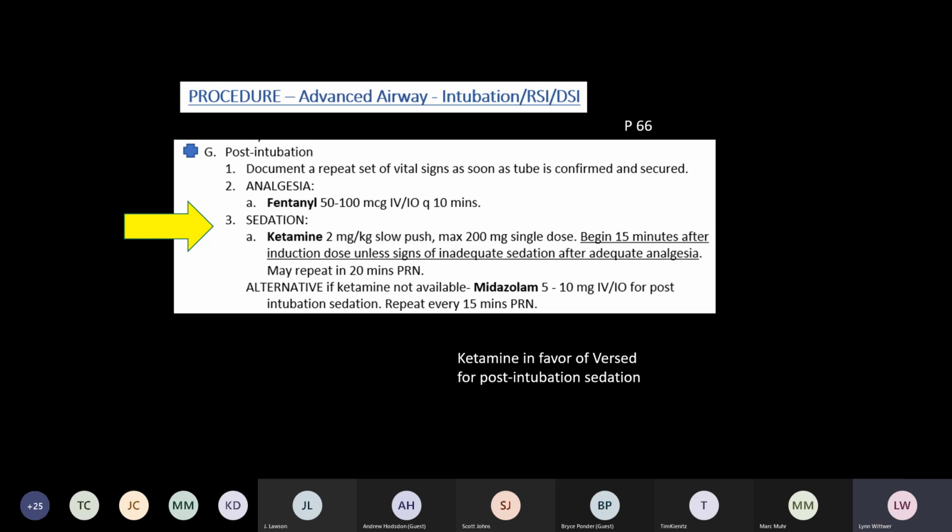Now, if you have no ketamine available, you can use midazolam, 5 to 10 milligrams. It can be repeated. The ketamine dose can be repeated as well. Now, be sure to tell the ER doc in the ER when you come in that the patient has had a dose of ketamine and when, just like you tell them when they had a dose of midazolam.